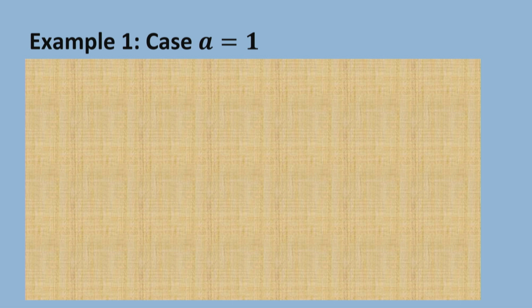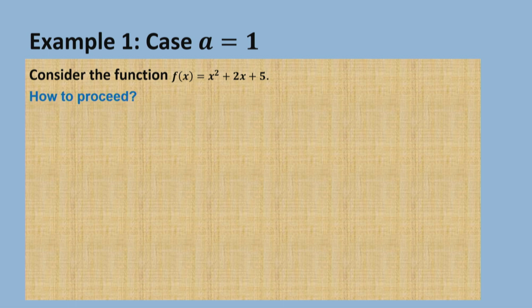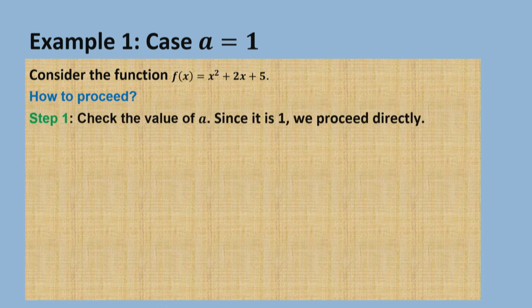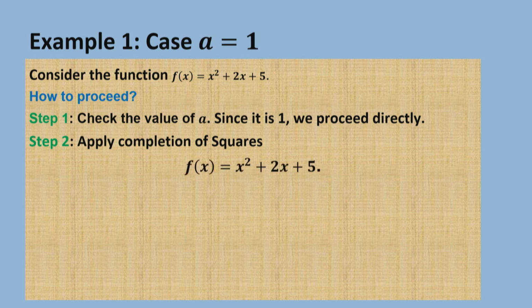Now, first case, that is a equal to 1. Let's consider this function, f of x equal to x squared plus 2x plus 5. Here we see that the value of a, that is the coefficient of x squared, is 1. So how do we do? Well, you check the value of a. We have seen that it is 1, so we proceed directly. What does that mean, to proceed directly? Well, let's apply completion of square.